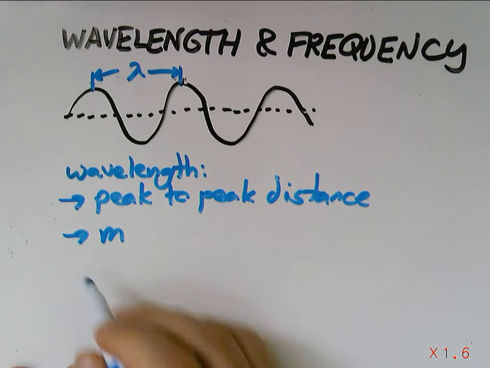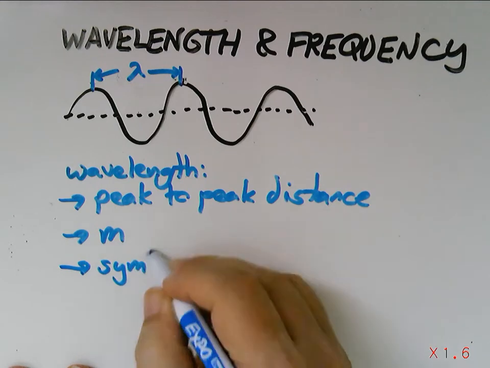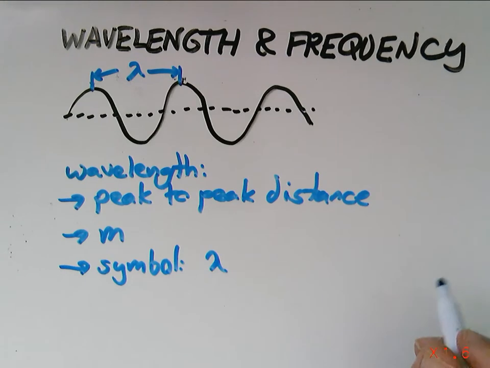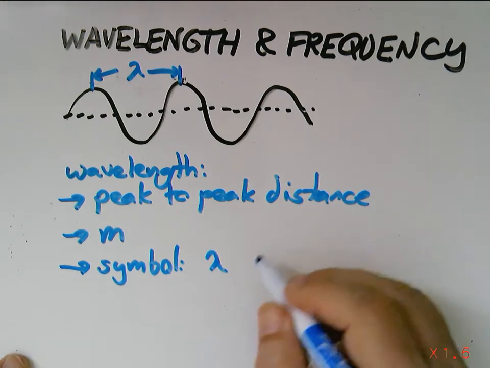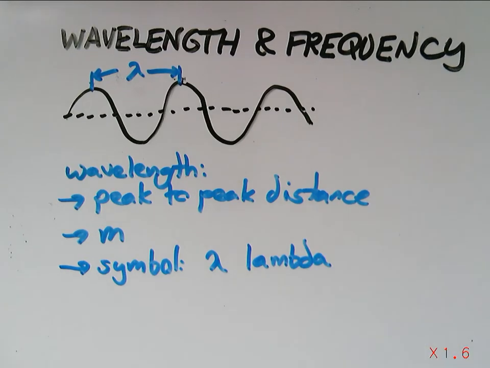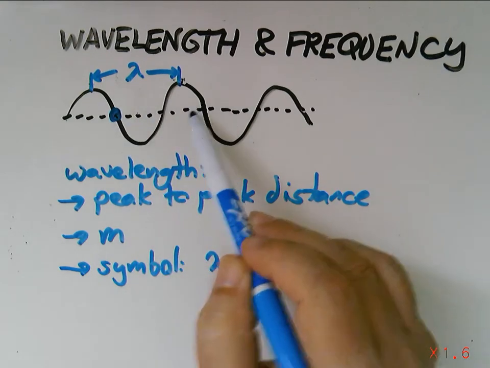Now, it has a symbol that I drew up there. A lambda is a shorthand way to write wavelength. It's a Greek letter, lowercase lambda. Okay. So there's another way I guess you can think of the wavelength. You can think of it not just as the peak-to-peak distance. You could think of it as the distance for a complete cycle.